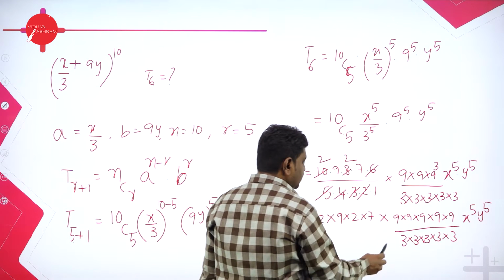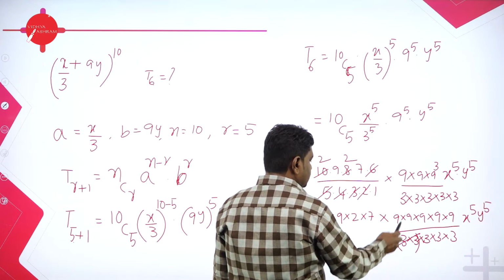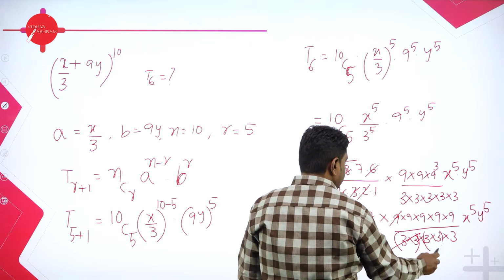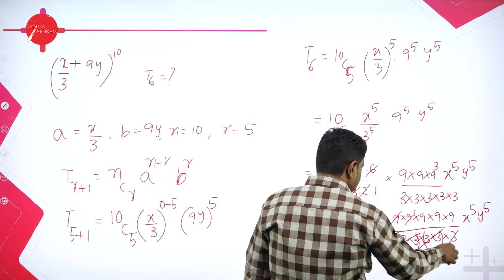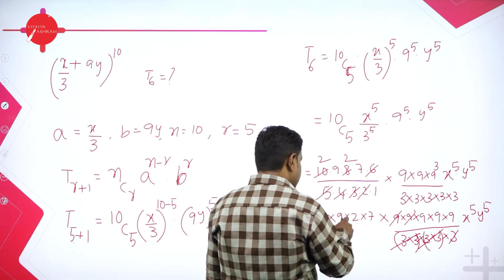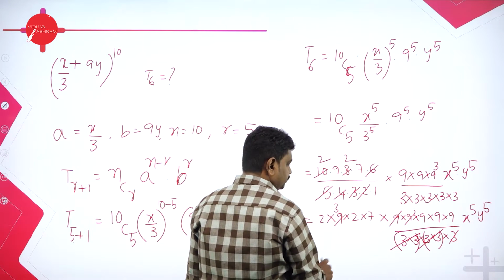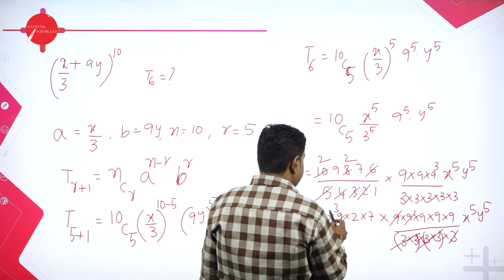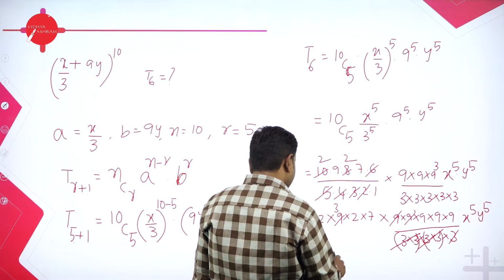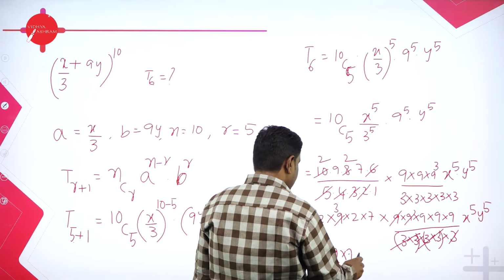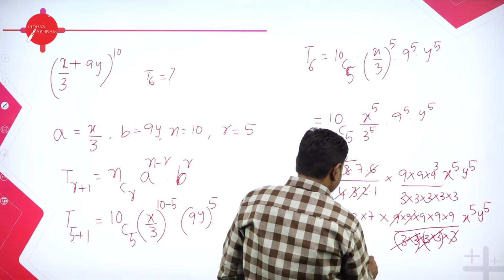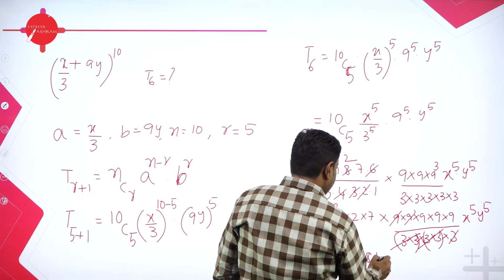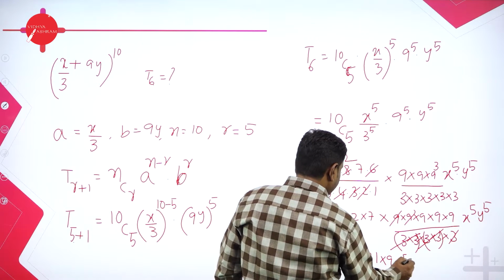So you know 3 3s are 9. So this and this I'll cancel. Again 3 3s are 9. This and this I'll cancel. So 1 3 is there, and 1 3 I'll write it here. Now 2 3s are 6, 2 6s are 12 into 7 into whatever is left out. 9 9s are 81 into 9 into x power 5, y power 5.